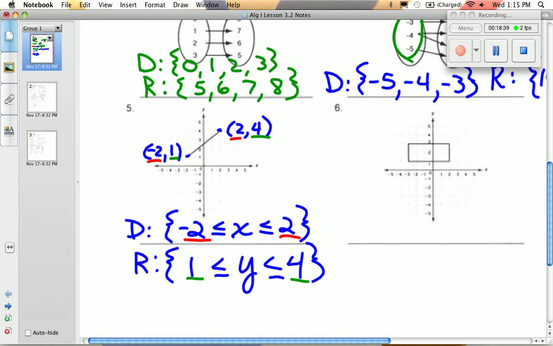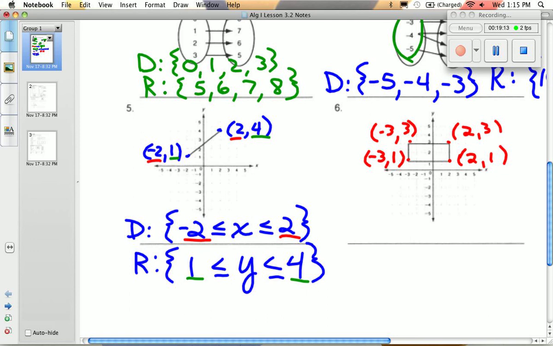Anybody have a suggestion where to start? The points at the corners? Okay, let's do that. Let's start identifying the points on the corners. So what are the corner points? Let's see, what's this one? -3, +3. What's this one? -3, 1. Okay, what's this one? 2, 3. And what's this one? 2, 1. Okay.